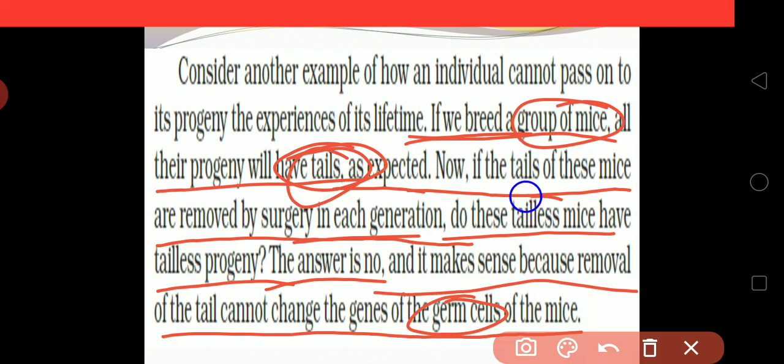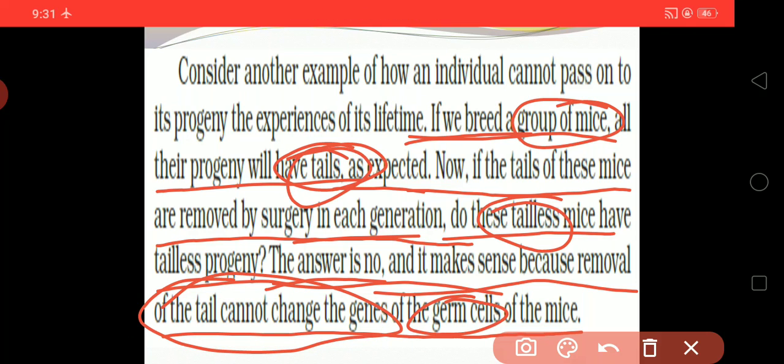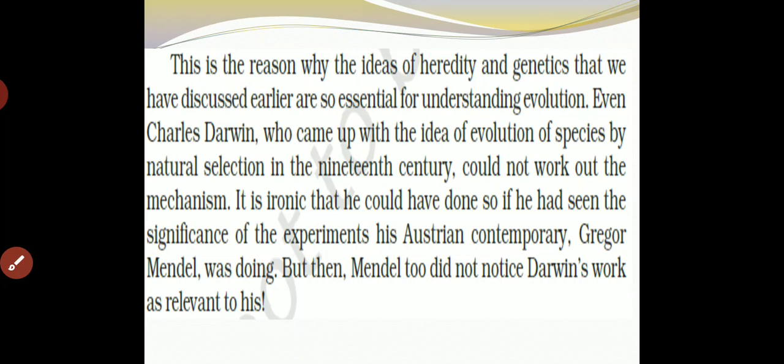Now, in the next generation, what will happen? We can see that the new mice will not be tailless. Why? Because removal of a tail cannot change a gene. A gene cannot be changed by removing a tail. So, a new germ cell will be of a tail only.